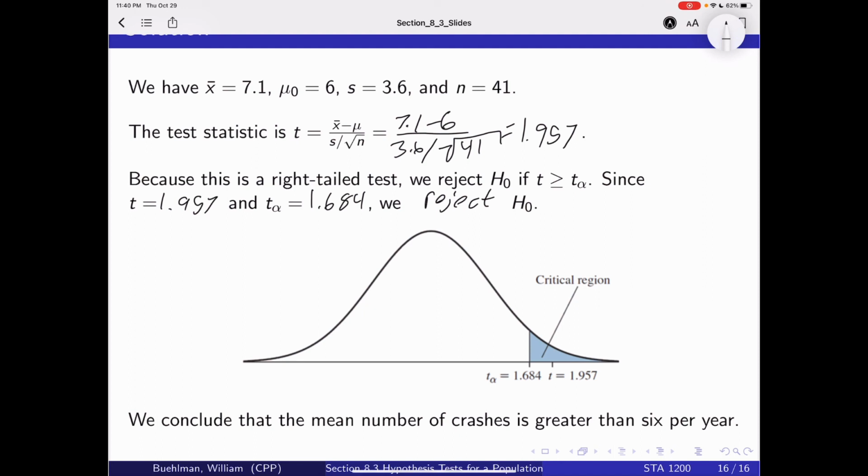And because we rejected the null hypothesis, we can conclude that the mean number of crashes in a year is greater than 6.